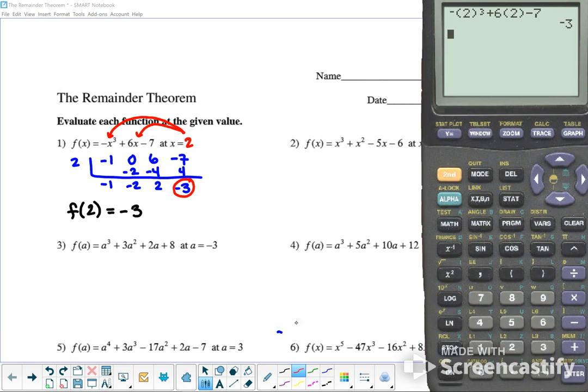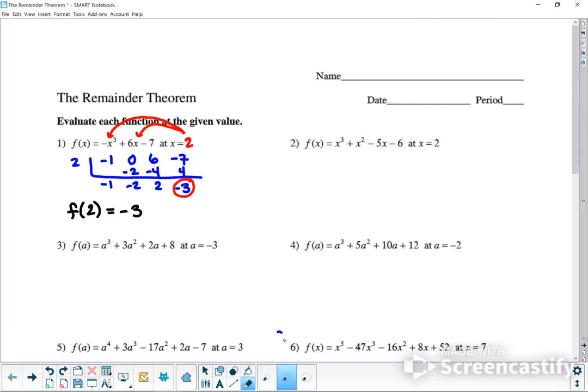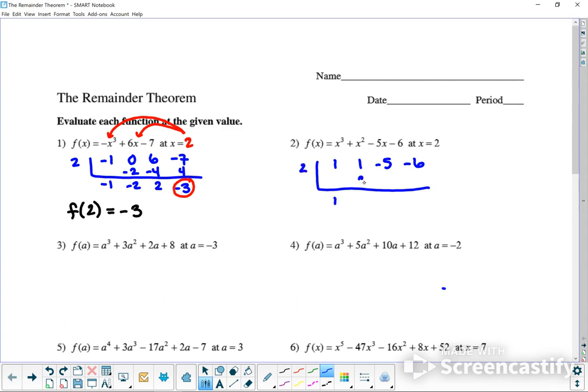On this practice assignment, though, we're going to be using the remainder theorem. So yes, you can do it that way as well, but we're going to be using the remainder theorem. So this one right here, we're going to use the remainder theorem. So the coefficients are 1, 1, -5, and -6. And we're going to use synthetic division with x equals 2. So 1, 2, 3, 6, 1, 3, and a remainder of -3.